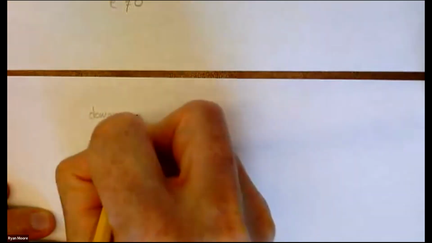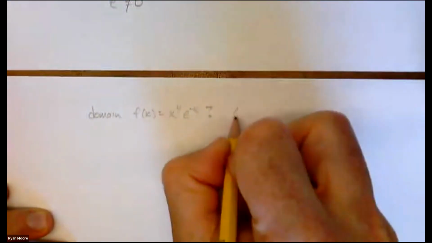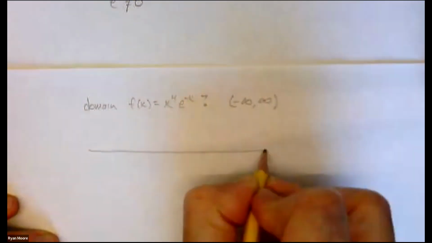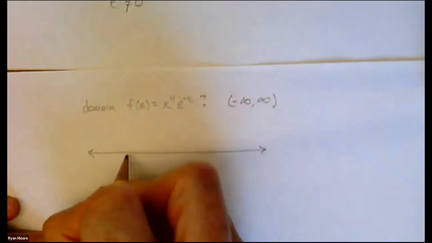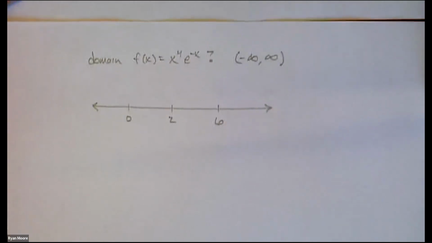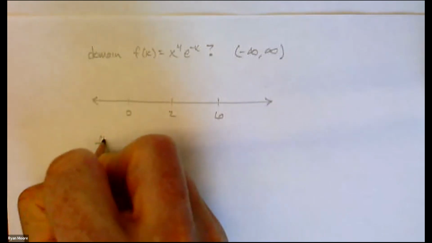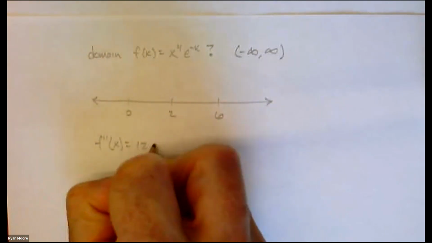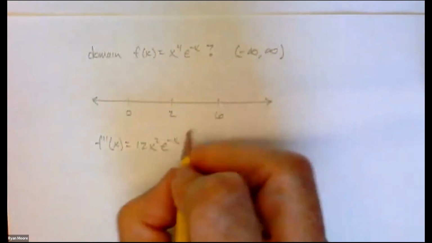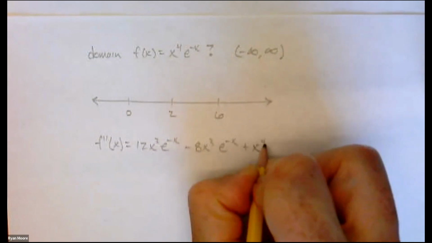What's next? Let's think about the domain of f of x equals x to the 4th e to the negative x. Again, this is the entire number line. So we can mark now our 3 numbers. Okay, at 0, 2, and at 6. That will do it. Let me copy over that second derivative again. 12x squared e to the negative x minus 8x cubed e to the negative x plus x to the 4th e to the negative x.